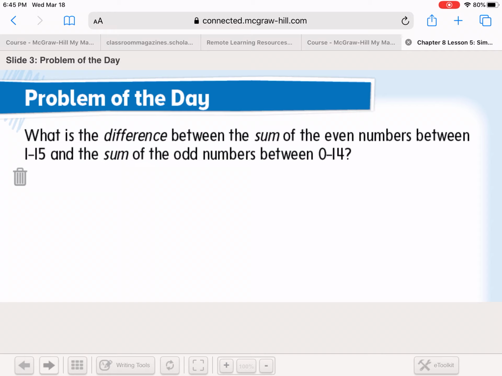What is the difference between the sum of the even numbers between 1 to 15 and the sum of the odd numbers between 0 to 14? Okay. Don't do what I did. Don't add the wrong numbers together. You're going to need like a minute and a half to do this. So I'm going to put a minute 30 on my clock. Go ahead and get started now, and then I'll go over it. Hopefully right. All right, go ahead. Minute 30 on the clock.